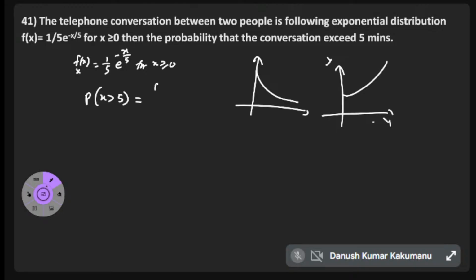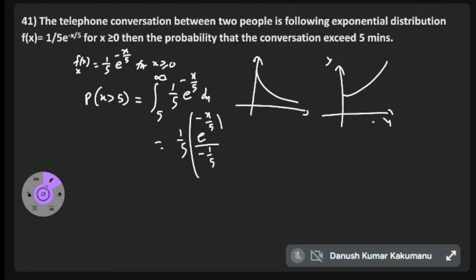What is the answer here? Integral of what? What are the limits here? 5 to infinity, 1 by 5 e power minus x by 5 dx. Yes or no? What is the integral of e power minus x by 5? E power minus x by 5 divided by minus 1 by 5. Limits are from 5 to infinity. Both are cancelled. Substitute the limits here: minus of e power minus infinity minus e power minus 5 by 5.